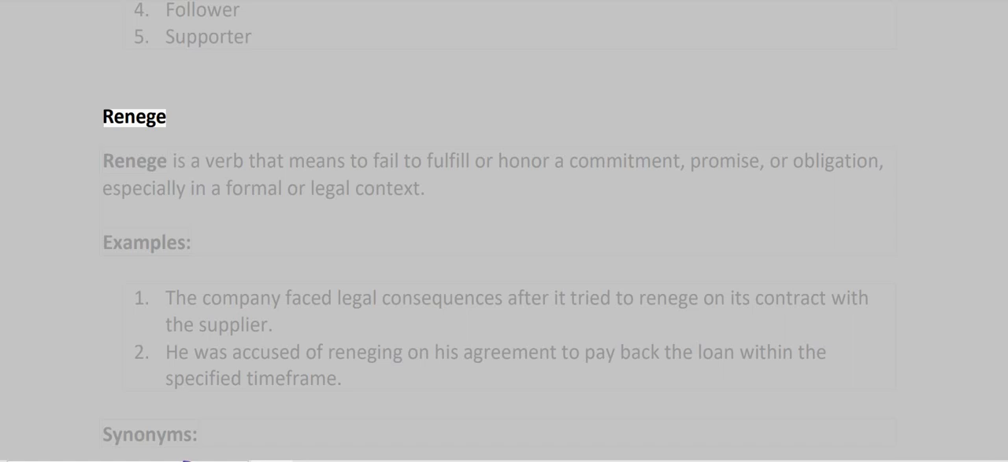Renege. Renege is a verb that means to fail to fulfill or honor a commitment, promise, or obligation, especially in a formal or legal context. Examples. 1. The company faced legal consequences after it tried to renege on its contract with the supplier. 2. He was accused of reneging on his agreement to pay back the loan within the specified time frame.